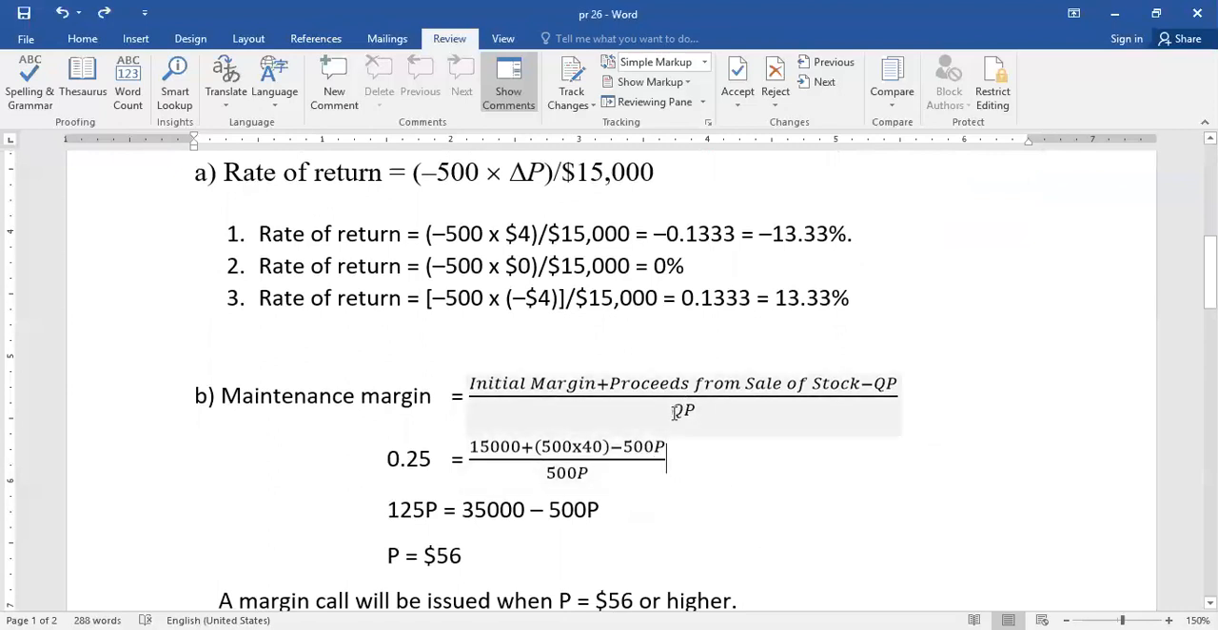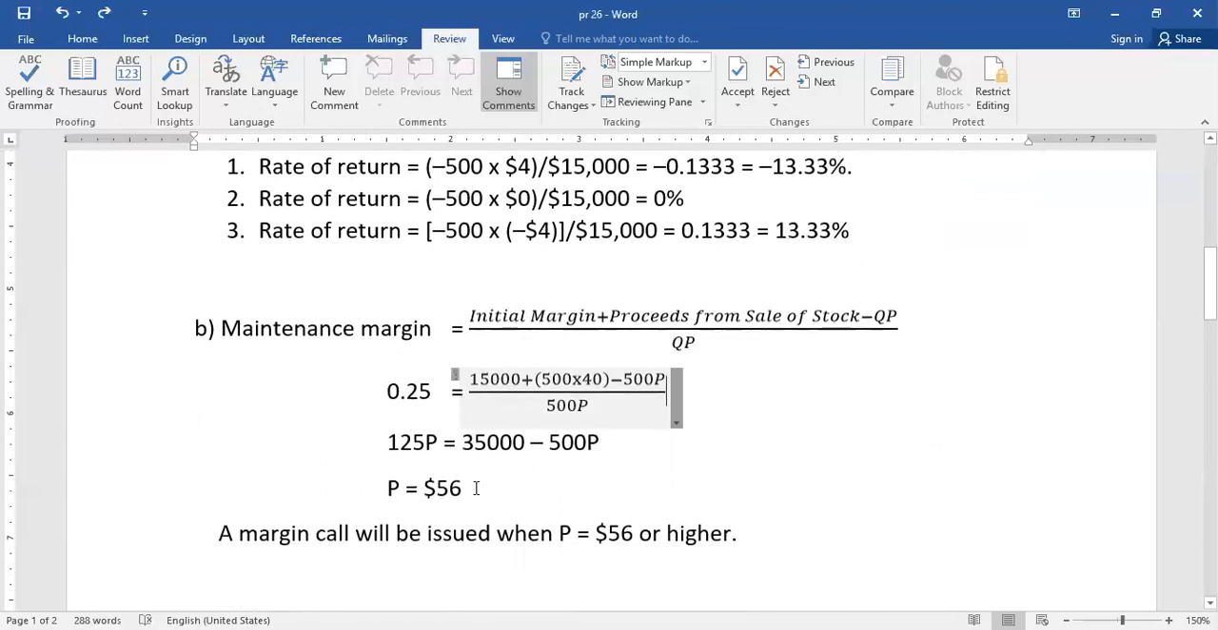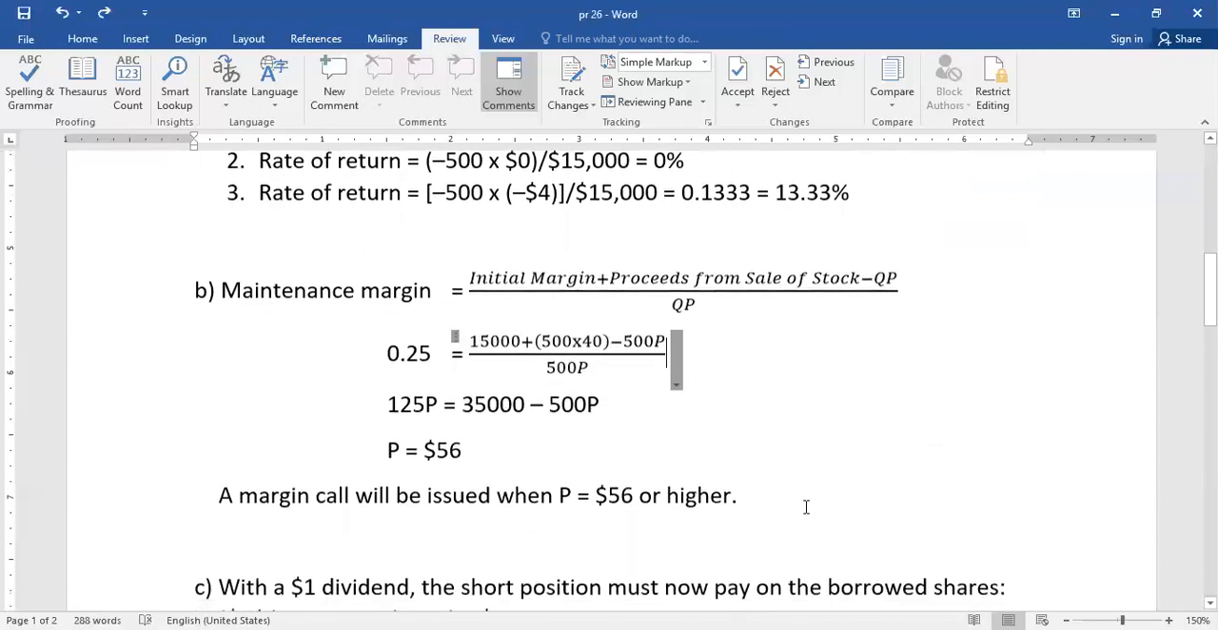And the same goes for the denominator. The Q, the number of shares, is still 500 because I shorted 500 stocks. The P, I want to figure it out. So I have this equation with only the P as the unknown. So I replace and I cross multiply. So I get the price is $56. What does this mean? This means that when the price of the Intel stock is $56 or higher, when the price reaches $56, I will get a margin call. Okay? So that is part B.